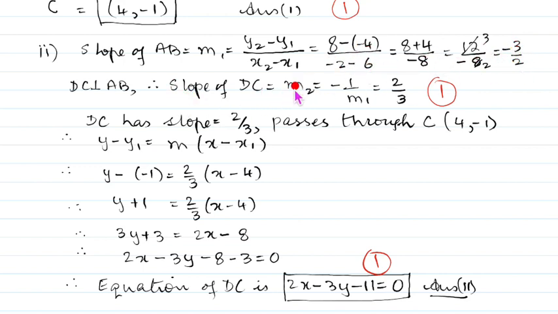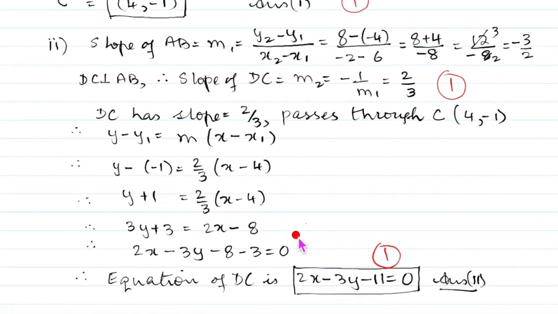Slope of DC, which is going to be m2. If m1 is this, your m2 will be minus reciprocal, that is 2 upon 3. To get this, this will be your second mark. Then DC has slope 2 upon 3 and it is passing through C, obviously. So we use slope point form like this, substitute, and we get the answer, and that's your 1 more mark. So that is your 3 mark question. Let's move fast to the next question.